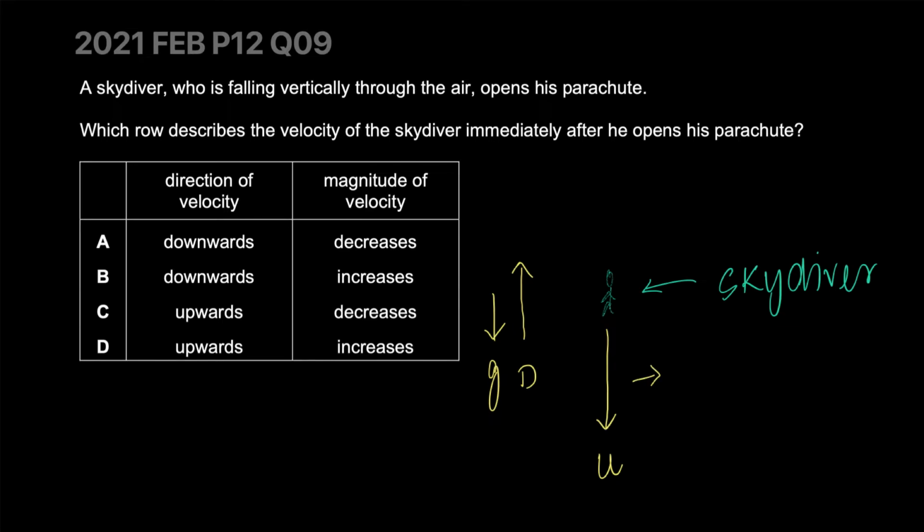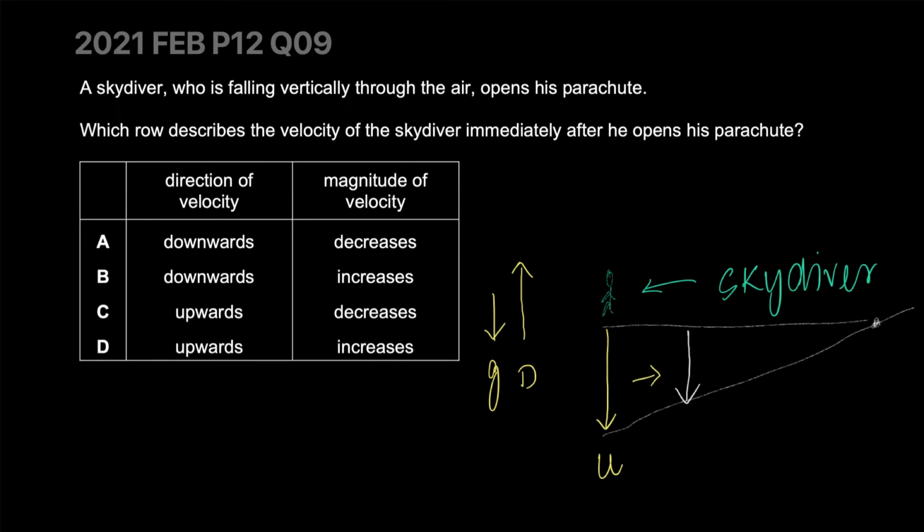Doesn't make sense too much. As soon as he opens the parachute, his velocity, he'll still be moving downwards, right? But it'll be less because of the parachute, and it's going to decrease like this. It's going to decrease all the way until, so I'm imagining a graph over here. As time goes on, his velocity will constantly decrease until it reaches 0.